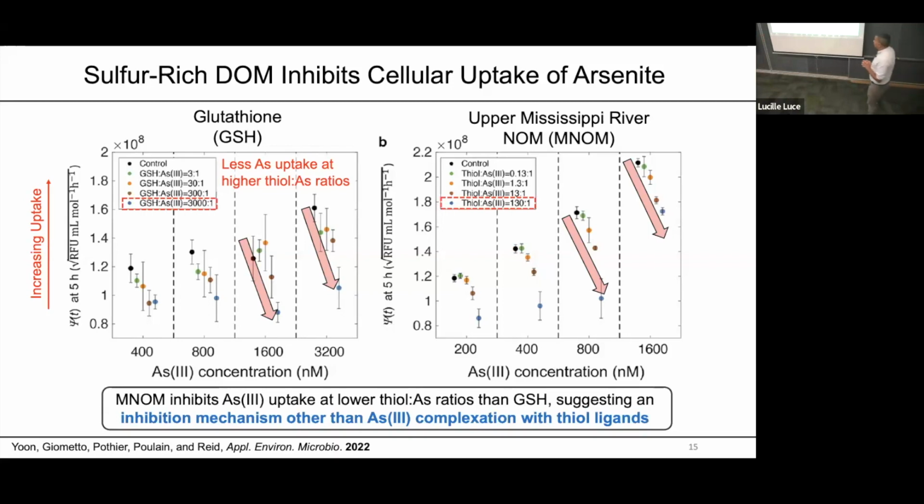But one interesting thing we saw here was this upper Mississippi River natural organic matter, which is a reverse osmosis isolate of river water from the Mississippi River. It has a relatively high organic sulfur content, but it was able to achieve significant decreases in arsenic uptake at much lower thiol to arsenic ratios than glutathione, right? The work with glutathione told us that you need a very large excess of thiols to see a meaningful inhibition of arsenic uptake. We didn't need such a large excess in the presence of the Mississippi natural organic matter. Okay. So this suggests an inhibition mechanism other than arsenic complexation with thiol. Okay. So complexation plays a role here, but it might not be the whole story.